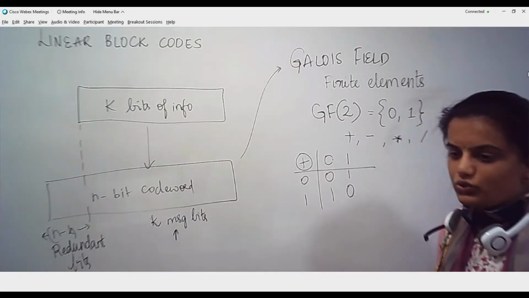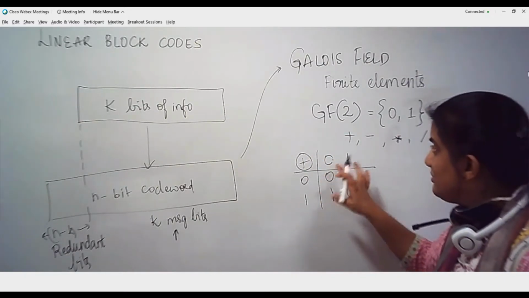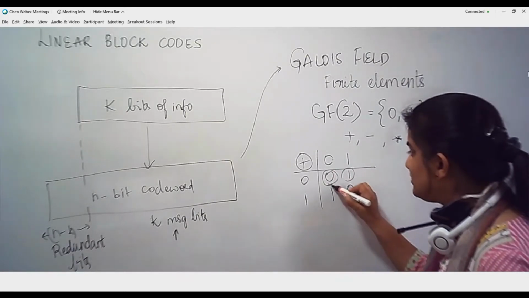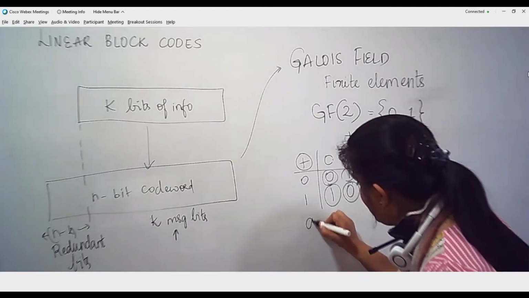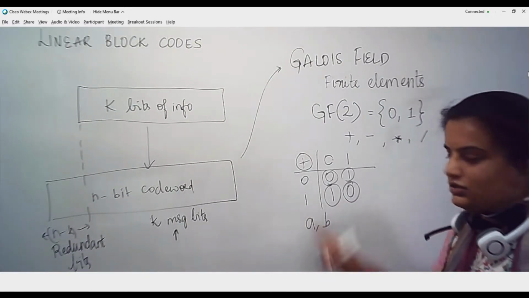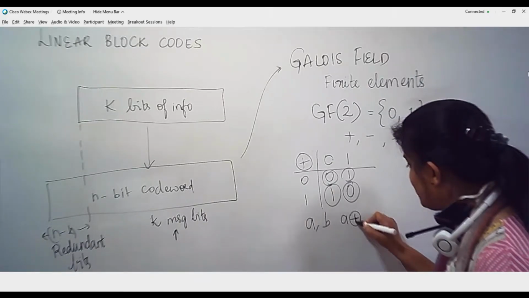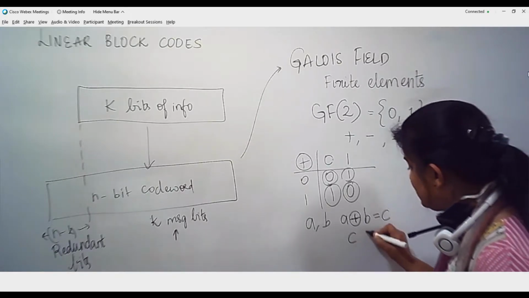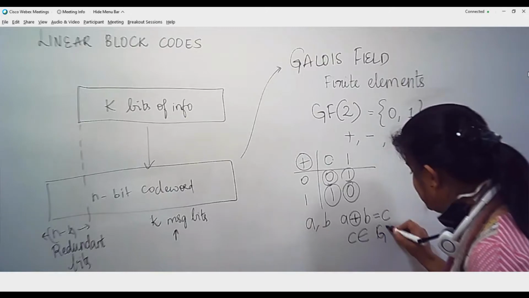So this is modulo 2 addition. Whatever operation you do on the elements present in this field, the result will also be present in the same field. Let us assume A and B are elements from the Galois field. If the operation is addition, then A plus B is equal to C, such that C also belongs to the same field, GF of 2.